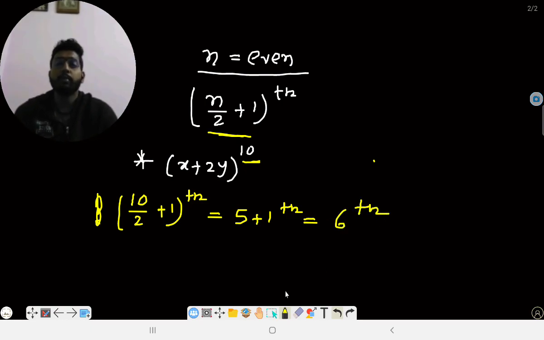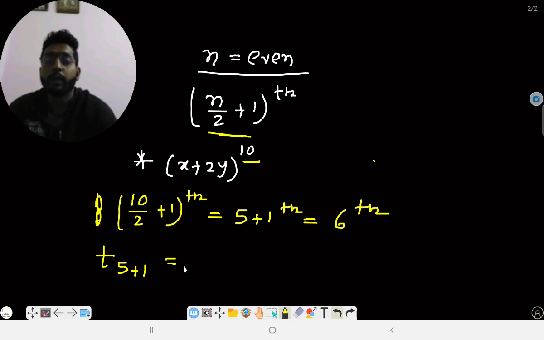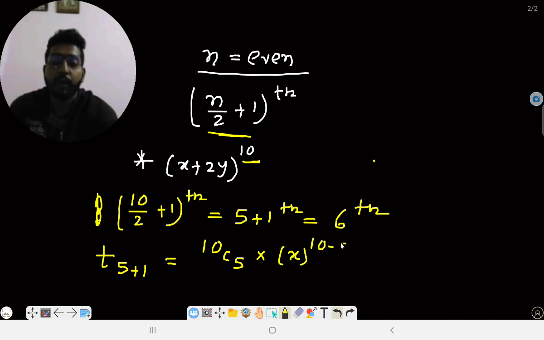Now what will be the middle term? The 6th term we have to find. So same thing, t6 means t(5 plus 1). We know how to find the nth term, so use the formula t(r plus 1). So here the middle term is the 6th term. Now how to find the 6th term? Use that formula t(r plus 1). So what is the formula? t(r plus 1) will be 10cr times a to the power n minus r, that means x to the power 10 minus 5, into b to the power r, that means (2y) to the power r.